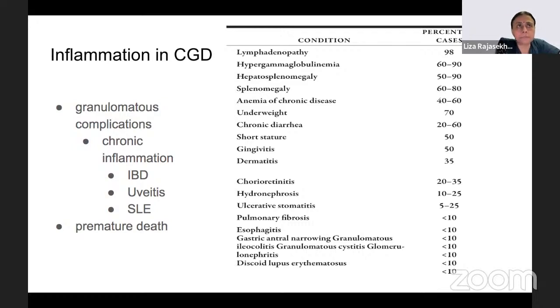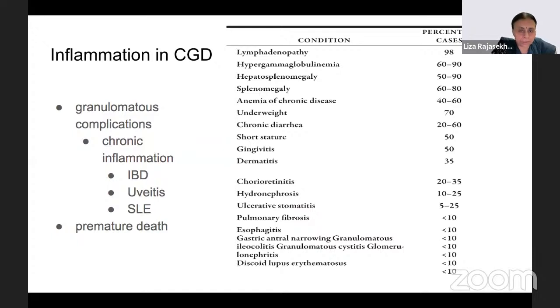So sometimes a pathologist or a clinician who is reading such reports can start thinking of CGD when granulomas which have lipid-laden histiocytes or pigmented histiocytes along with eosinophils are seen. Now, inflammation happens in chronic granulomatous disease and can also present as inflammatory bowel disease, uveitis, and in occasional patients as discoid lupus erythematosus lesions.